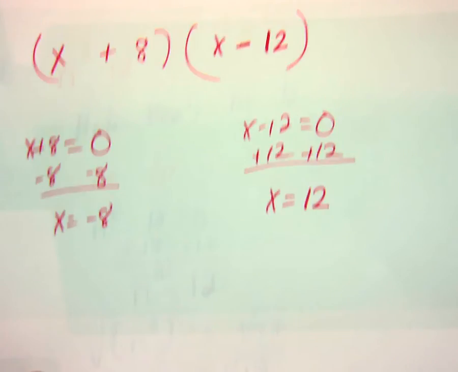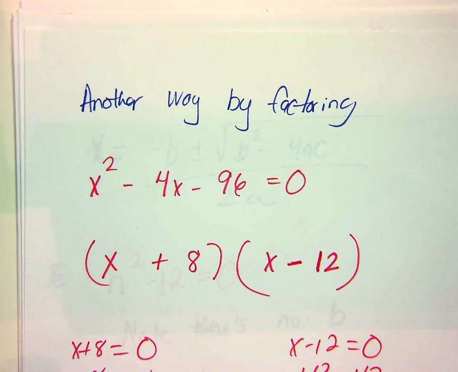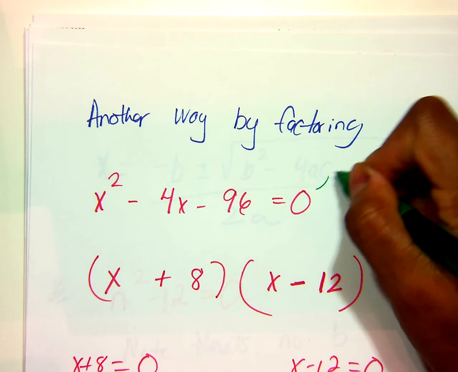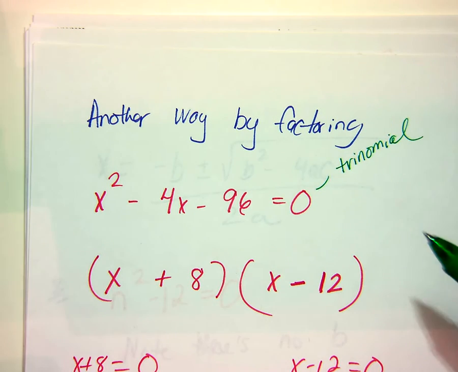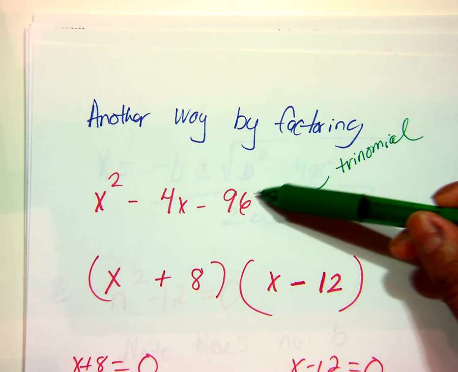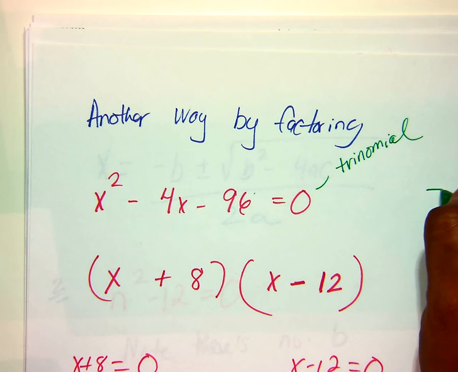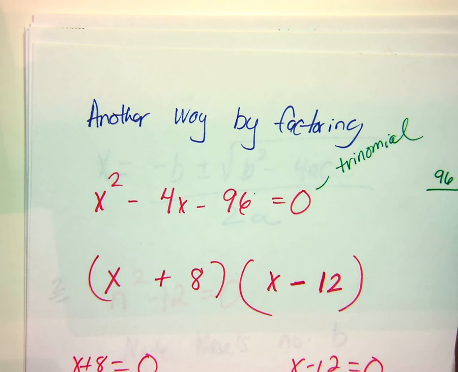But there's another way of doing it. Your other way is by factoring. So once again, here's your actual trinomial. It equals 0. But right here, this is where it gets a little bit tricky. You're trying to figure out what you can multiply that gives you 96, but if you add or subtract it, it can give you negative 4.